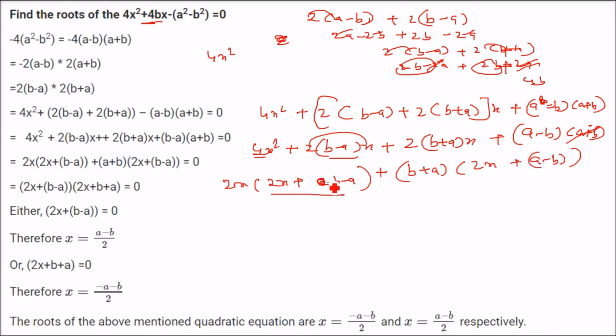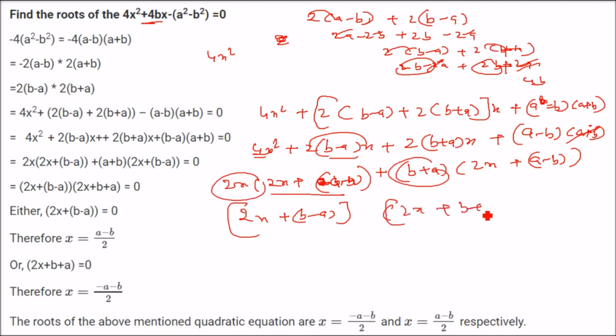Okay. So now you can take this 2x plus b minus a. It doesn't matter because you can just say it as minus and you can write it as a minus b. It doesn't matter, right? So it will be 2x, I'm taking 2x plus b minus a as common. What will remain? 2x plus b plus a. I have taken these two common. It will be 2x plus b minus a and 2x plus b plus a.